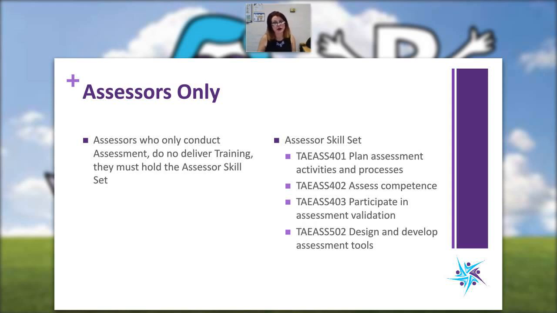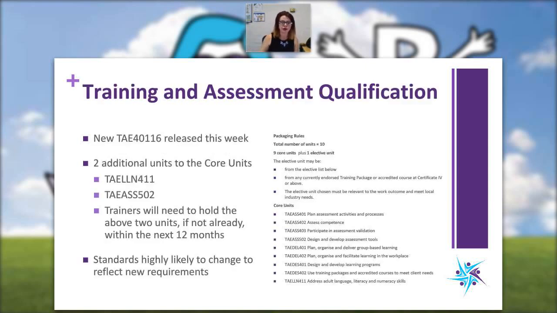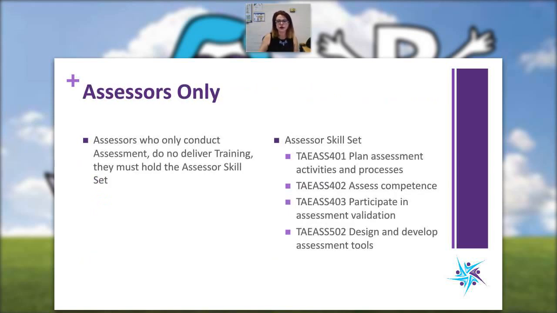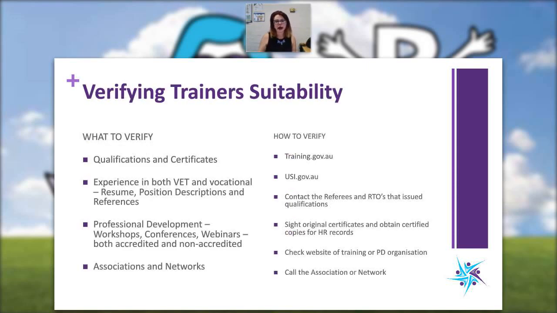So there's another option. If you have assessors who are just assessing only, they can hold the full qual, and they'll have to meet the requirements of that previous qualification, and they'll have to upgrade to TAE40116 as well. If they're assessor only, they're going to have to upgrade this single unit to be able to do the assessment side. So that's assessors only. Okay.